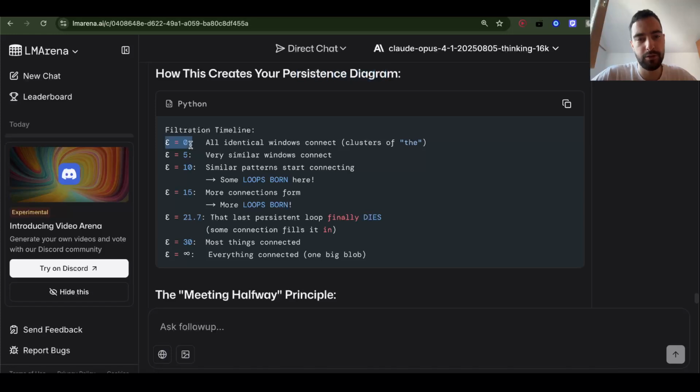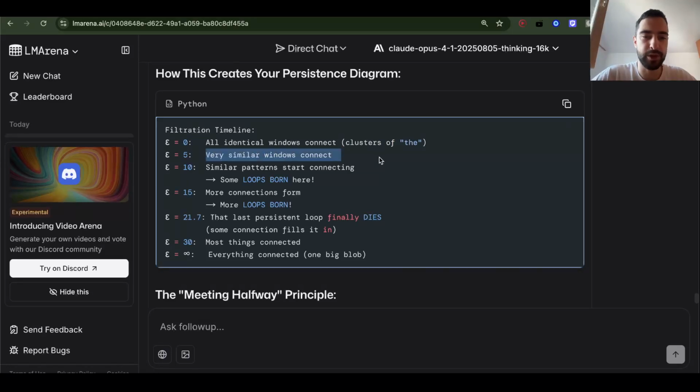So at epsilon 0, all identical windows connect. Clusters of the same window, where it's just the same one. Epsilon 5, very similar windows connect. Epsilon 10, similar patterns start to connect. Some loops are born here. And then more loops are born. And then at some point, the last persistent loop finally dies. Some connections fill it in. At epsilon 30, most things connected. At epsilon infinity, everything connected, one big blob.